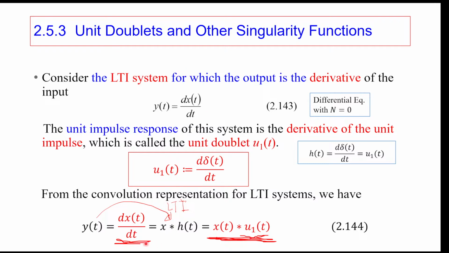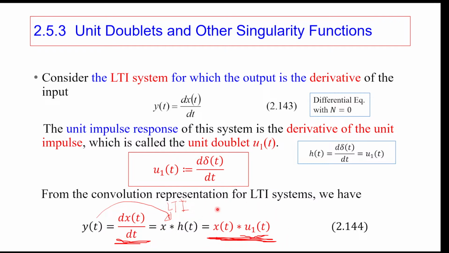Now from this LTI system analysis, we get something very interesting about this u1 of t. So we think about this system. Output y of t equal to dx dt, just by the definition of the system. And we know the system is LTI, so y of t should also equal x convoluted with the impulse response h of t, and we know h of t equal to u1 of t. Those things are all equal, so we see that dx dt equal to x of t convoluted with u1 of t, and this should be true for every x of t.